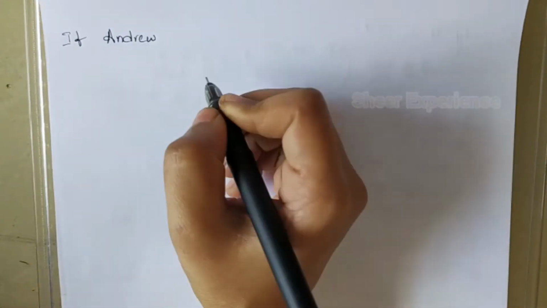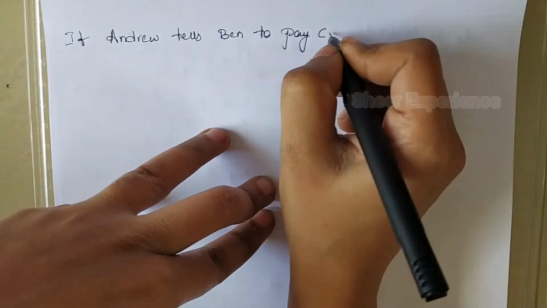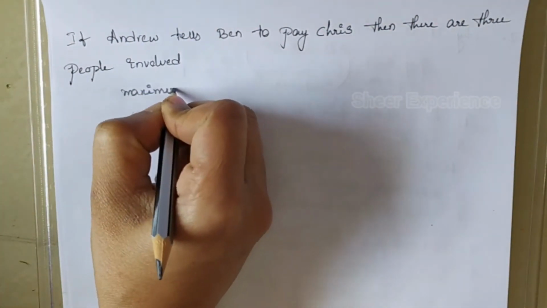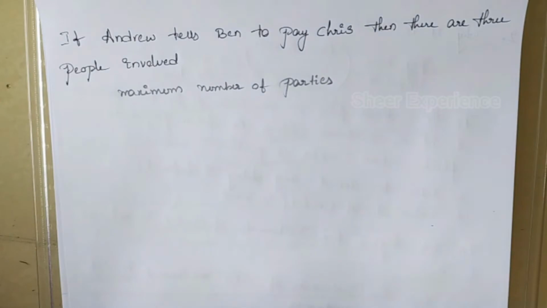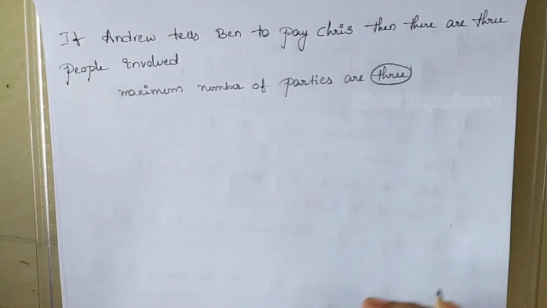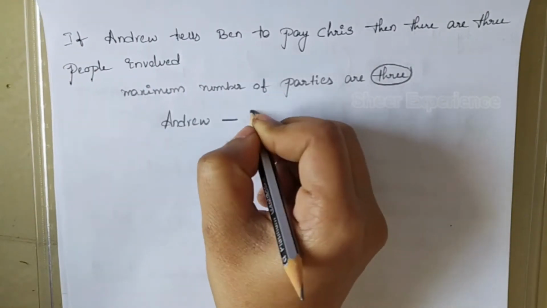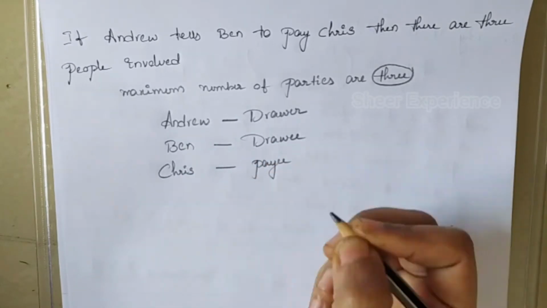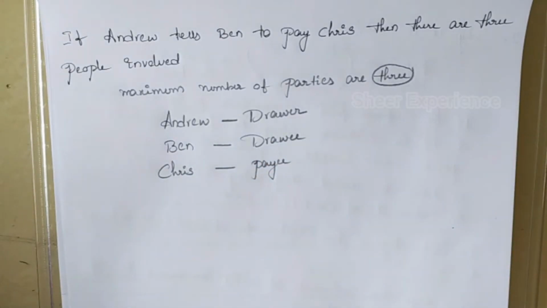In case Andrew tells Ben to make the payment to Chris, then there are 3 people involved in this transaction. The maximum number of parties involved in bills of exchange should be only 3. Chris can be Andrew's supplier or creditor to whom Andrew has to pay some payment. In this case, Andrew is the drawer who is writing the bill. Ben is the drawee who is the customer accepting the bill. And Chris is the payee who is going to receive the payment from Ben.